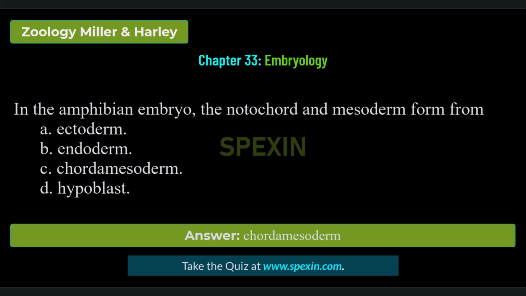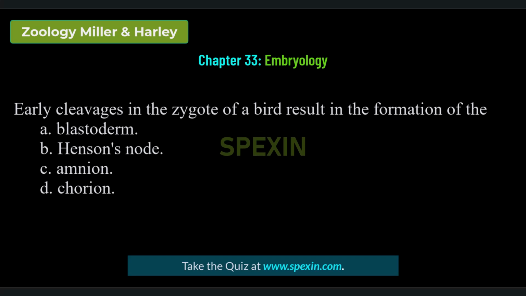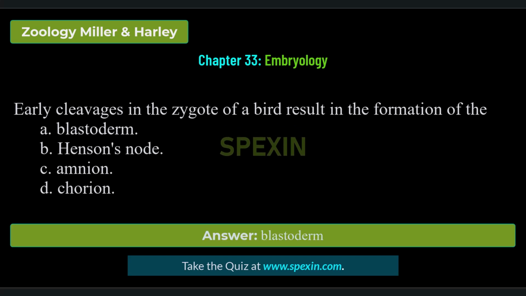Correct answer: chordomesoderm. Early cleavages in the zygote of a bird result in the formation of the: A. Blastoderm, B. Henson's node, C. Amnion, D. Chorion. Correct answer: blastoderm.